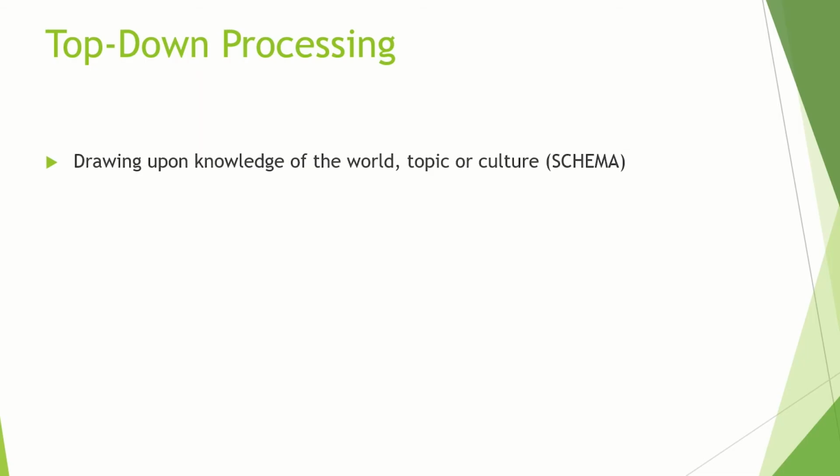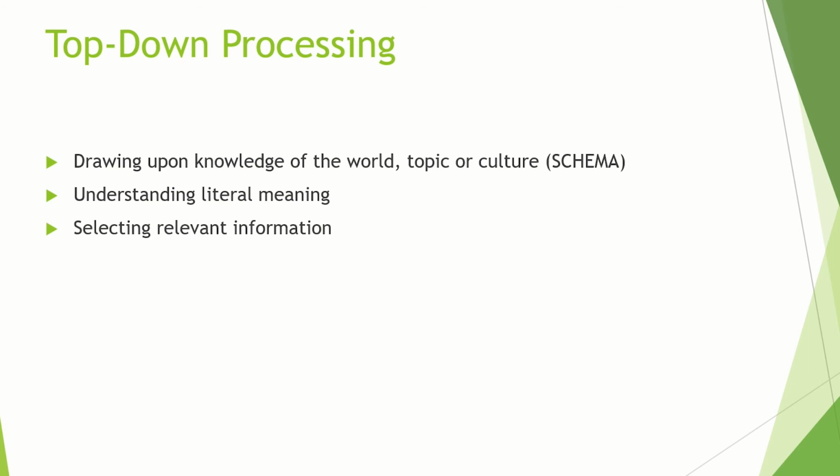Okay, so in the second part, we're going to look at top-down processing. If we understand bottom-up processing as looking at the individual units and mining information from that, what is top-down processing? All right, so top-down processing is drawing upon knowledge of the world, topic, or culture. It's using schema. It's using your understanding to be able to understand, right? It's understanding literal meaning, also selecting relevant information, deciding what's relevant, making inferences.